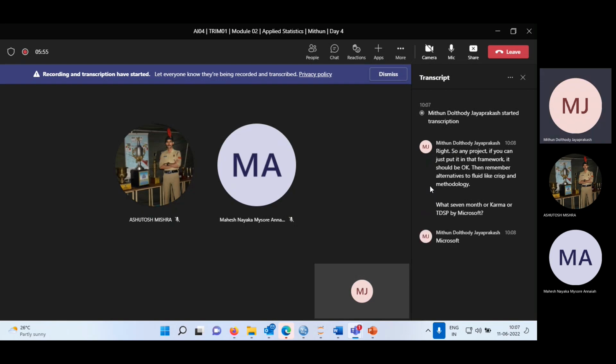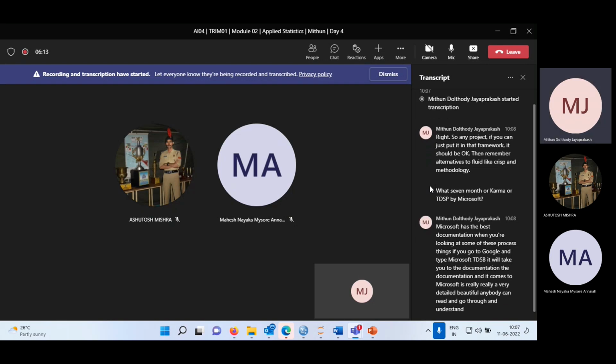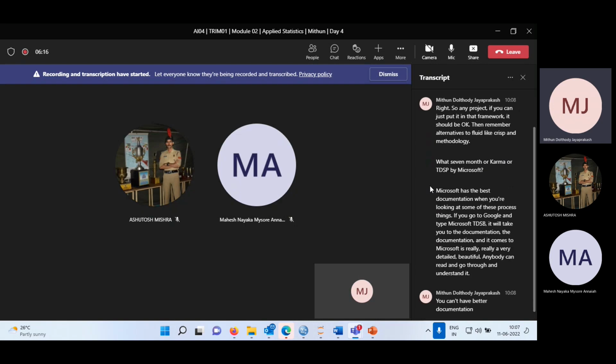Microsoft has the best documentation when you're looking at some of these process frameworks. If you go to Google and type Microsoft TDSP, it will take you to the documentation. The documentation when it comes to Microsoft is really, really very detailed, beautiful. Anybody can read and go through and understand it. You can't have better documentation than Microsoft about that, right?